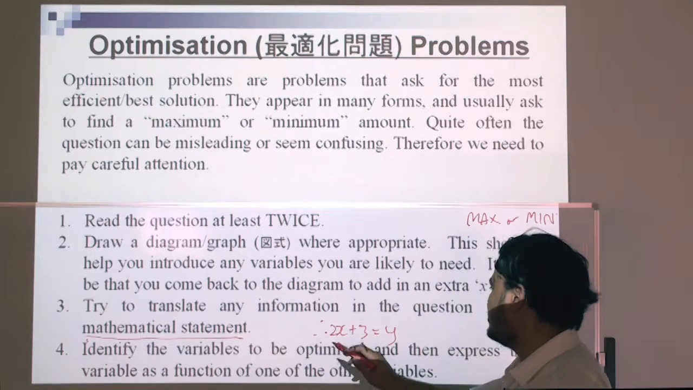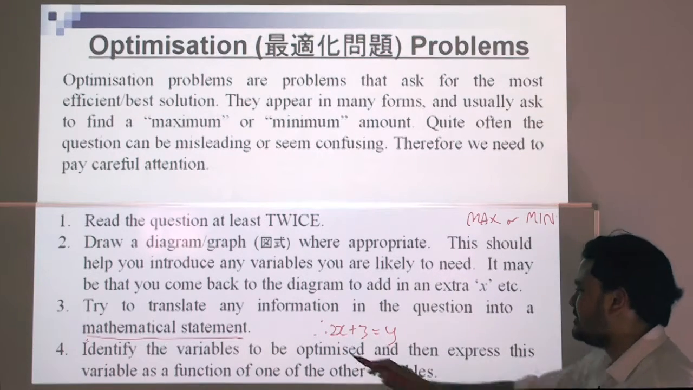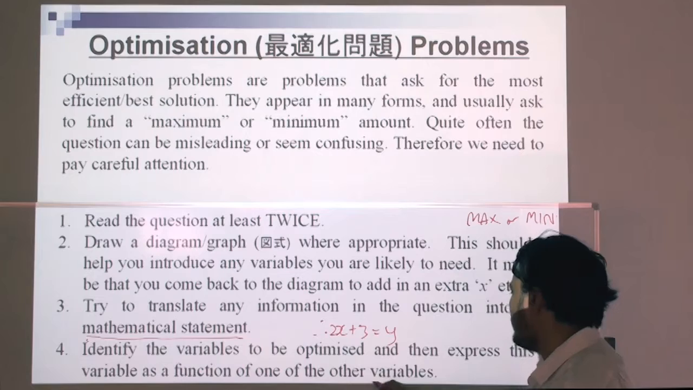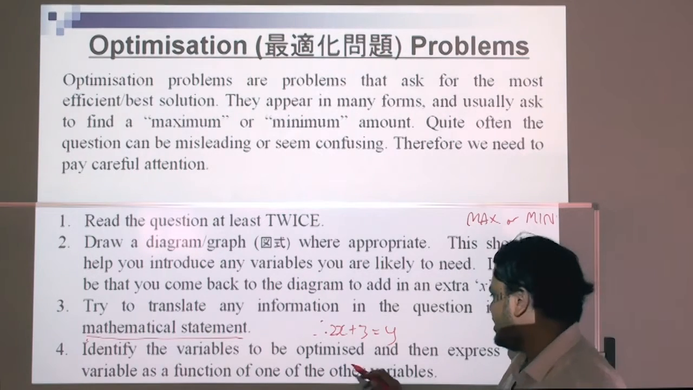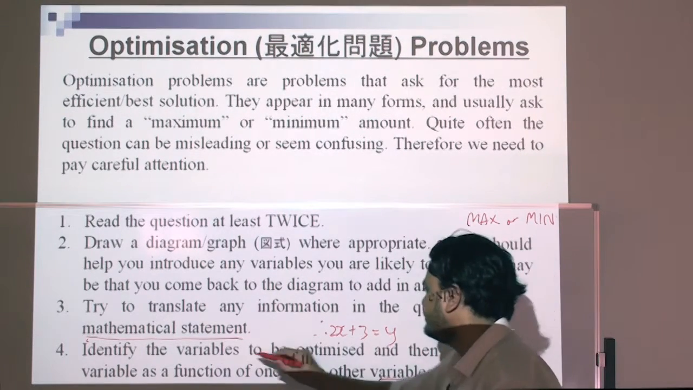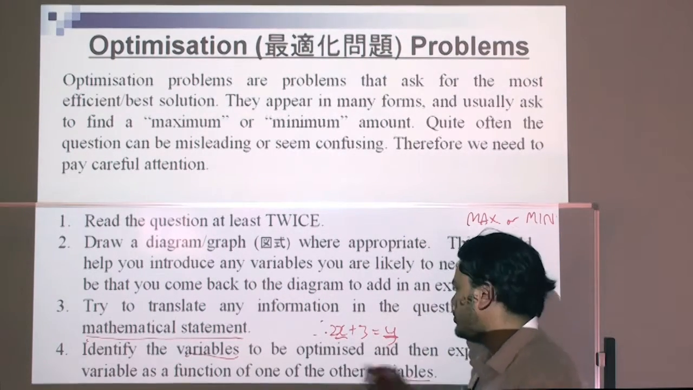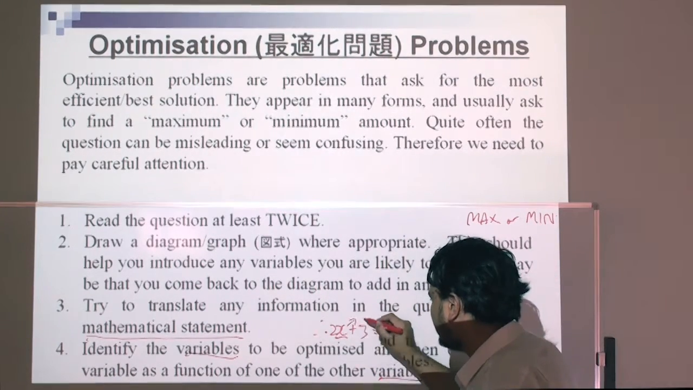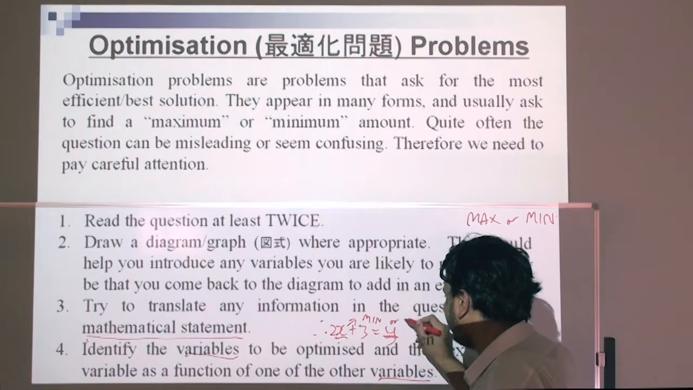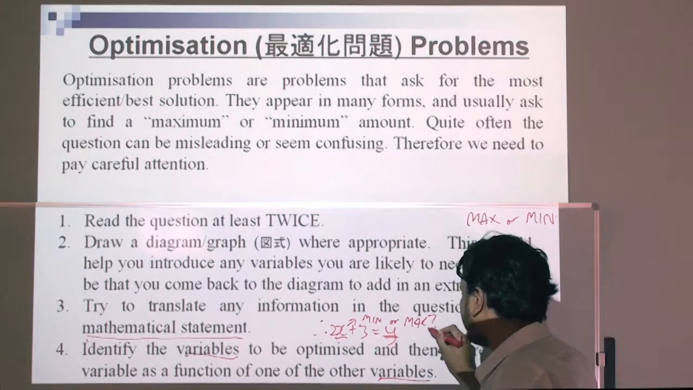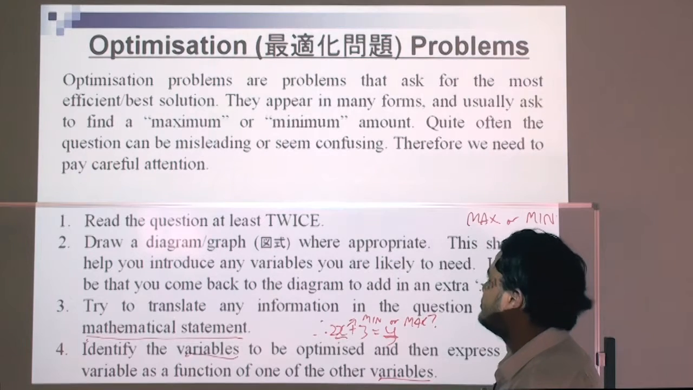Identify the variables to be optimized and then express this variable as a function of one of the other variables. So the keyword here is variables. Our two variables, x and y, we need to pay careful attention to what we're trying to find. Is x a min or a max, for example? Right? So let's go through an example.